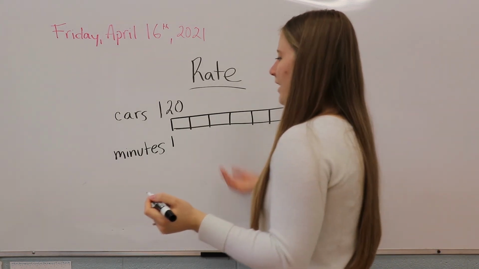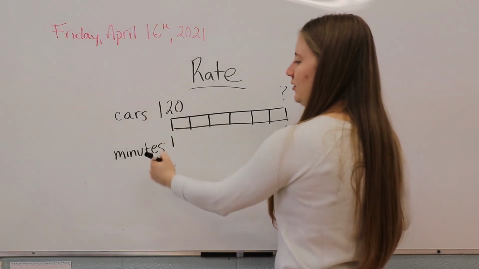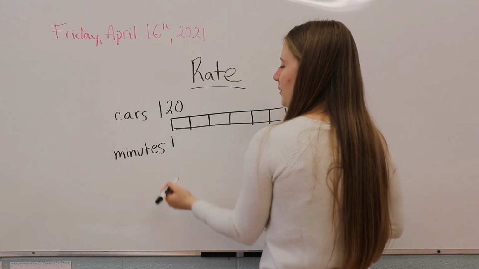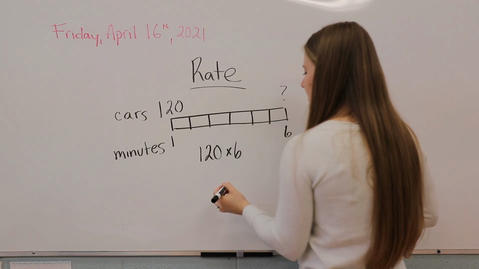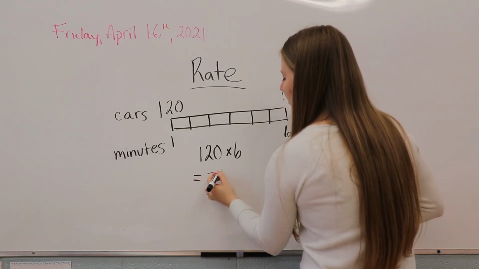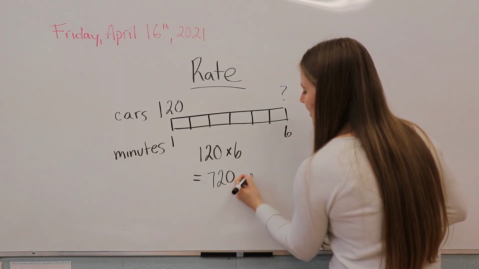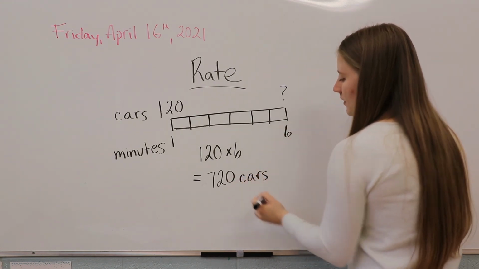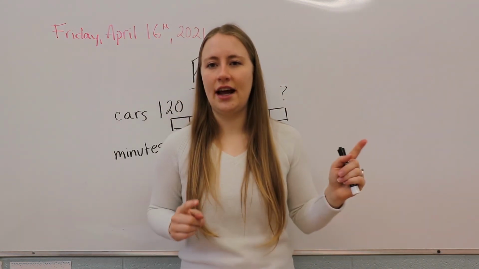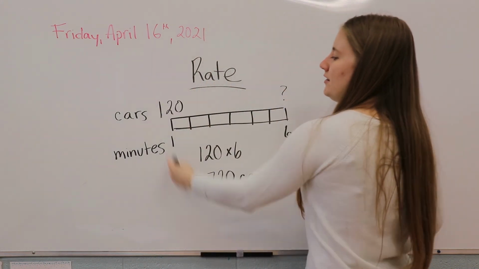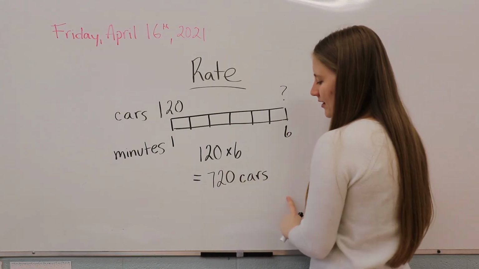So in order to find out how many cars are made in 6 minutes, we need to multiply the unit that's found from 1 minute, okay? So we're just going to do 120 times 6, which is going to give us 720. Okay, so we know that after 6 minutes, 720 cars are made. Okay, so do you see how that works? So we're going the opposite direction today. So in order to get from our unit rate to what's asked of us, we have to multiply.